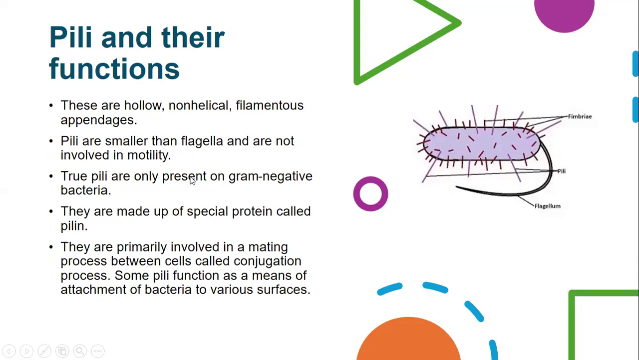The function of the flagella is to move the bacterium from one place to another, whereas the pili are also appendages, but they are smaller and not involved in motility. They are generally present in gram-negative bacteria. The pili are made up of a protein known as pilin. They are primarily involved in the mating process between cells called conjugation. Some pili function as a means of attachment of bacteria to various surfaces.